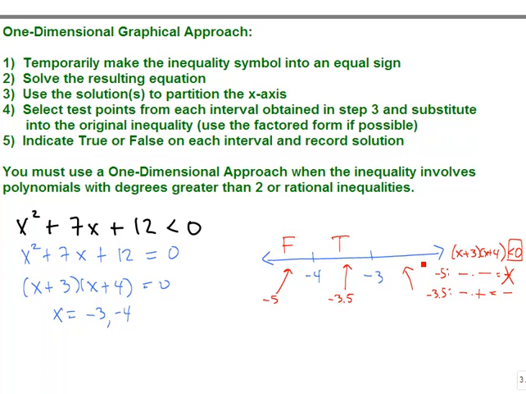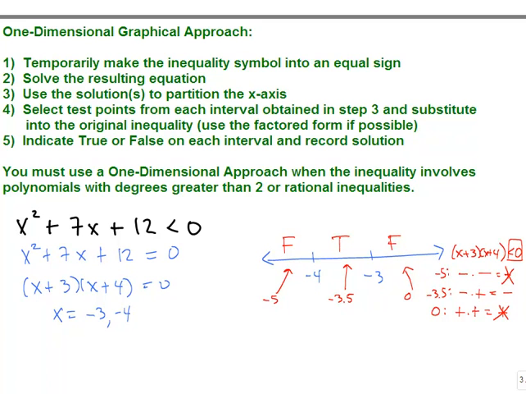In the last interval over here, pick something bigger than -3. I like 0. I usually use 0 if I can. So 0 plus 3 is positive. 0 plus 4 will be positive. A positive times a positive stays positive, and that again is not less than 0, which is what we were looking for, so this is going to be false.